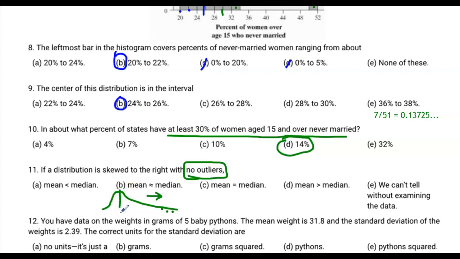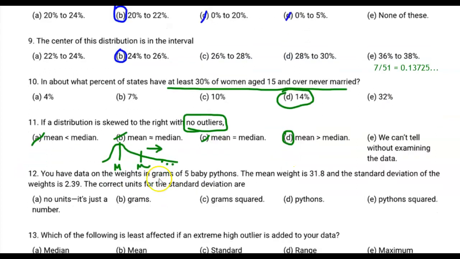So we can call this the median, and we could call this maybe the mean. And I'm making a little curly mu. Okay, so that mean is a little bit higher than the median. Well, let's see. The mean is less than the median. That wouldn't make sense. The mean is equal to the median. That wouldn't necessarily make sense. Mean is about equal to the median. Like we said, it's got a skew. Mean is greater than the median. That sounds about right. So number 11 is choice D.